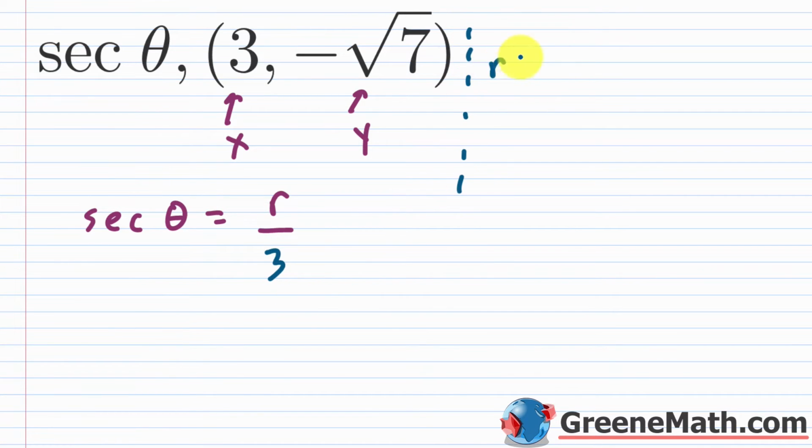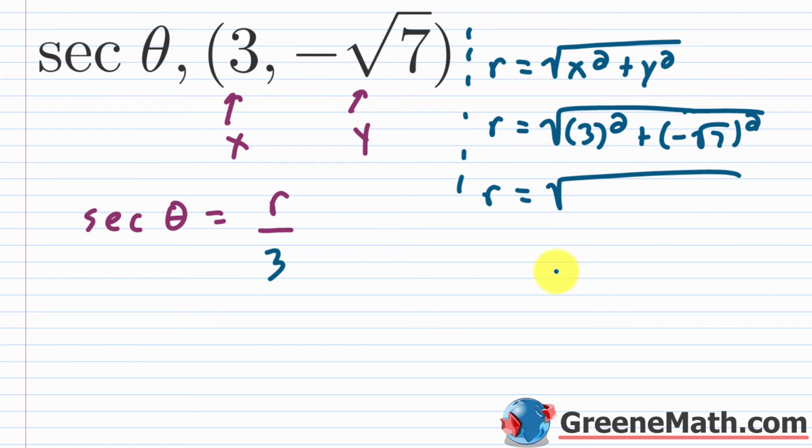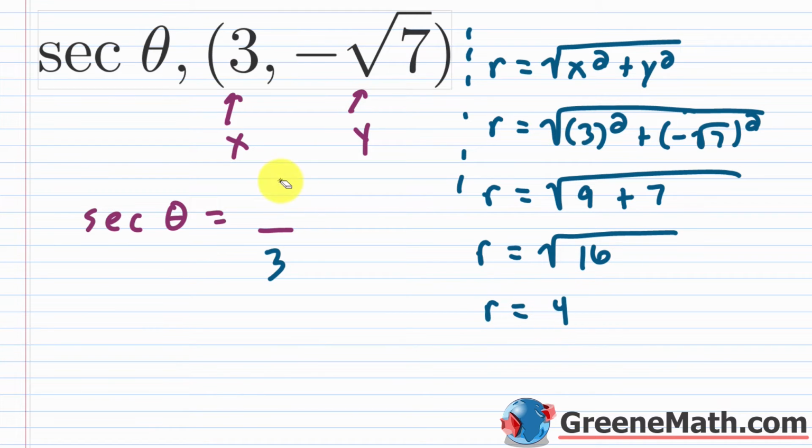So if r is equal to the square root of x squared plus y squared, so r is equal to the square root of, you have 3 that we're going to square, then plus, we have this negative square root of 7 that we're going to square. So r is equal to, we know that 3 squared is 9. So this would be the square root of 9 plus, this negative being squared, you can think about that as negative 1 being squared. That's just going to be 1, so just forget about it. The square root of 7 being squared is 7. So now we have r is equal to the square root of 9 plus 7, which is 16. And then r would be equal to the square root of 16, which is 4. Okay, so let's get rid of this and just put a 4 here. So the secant of theta would be 4/3.